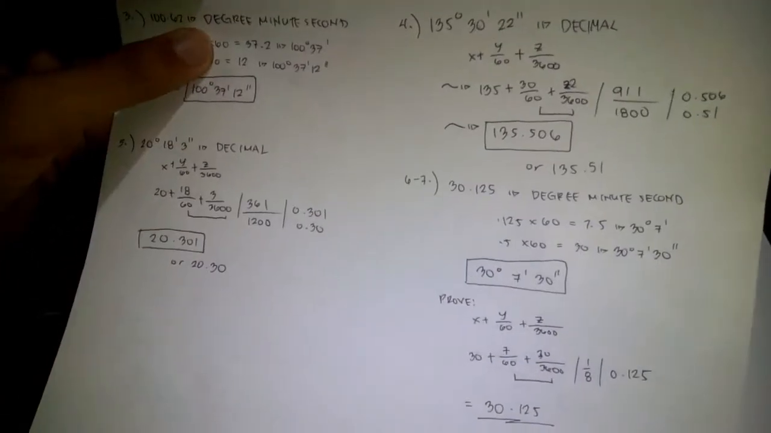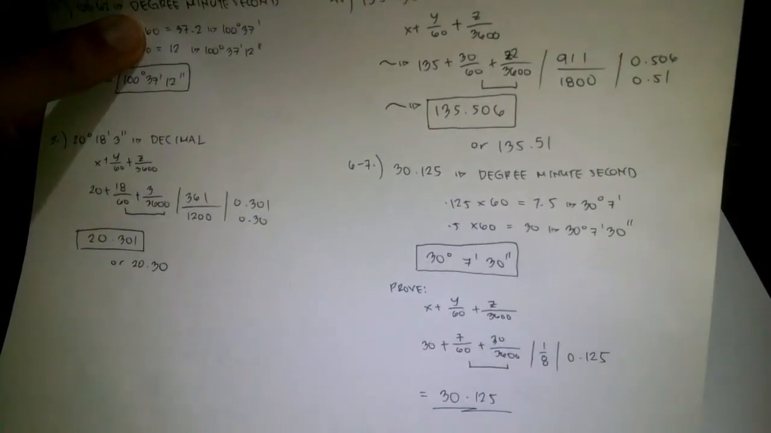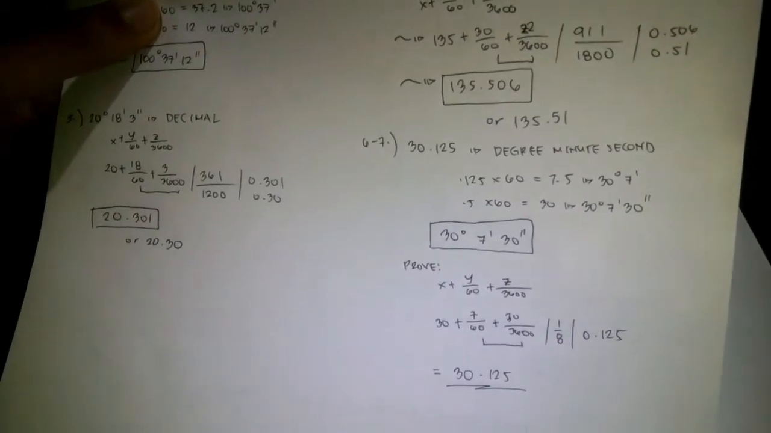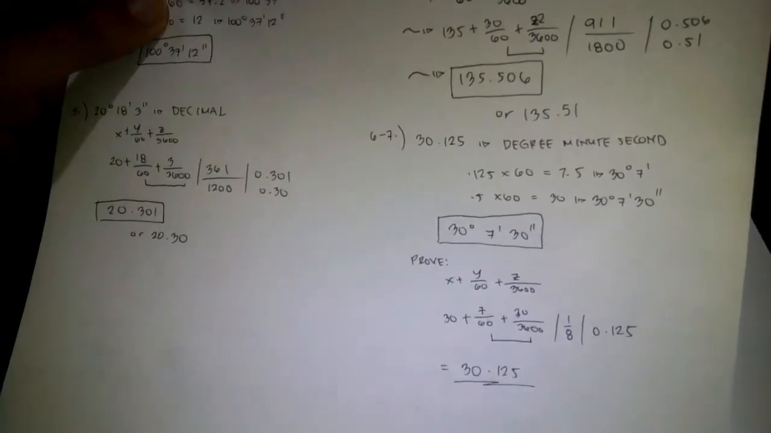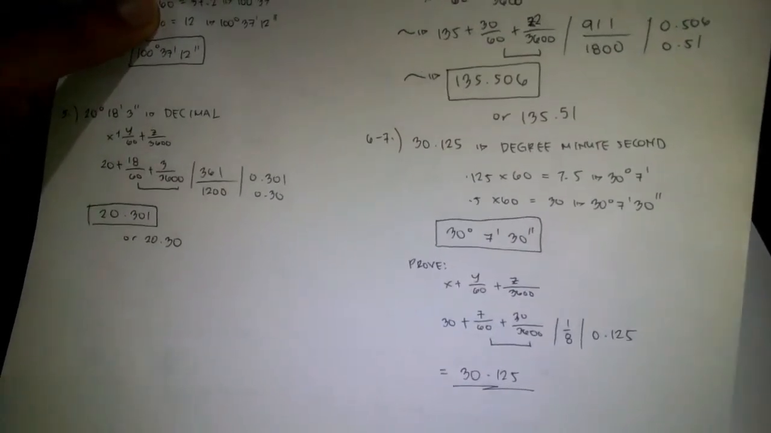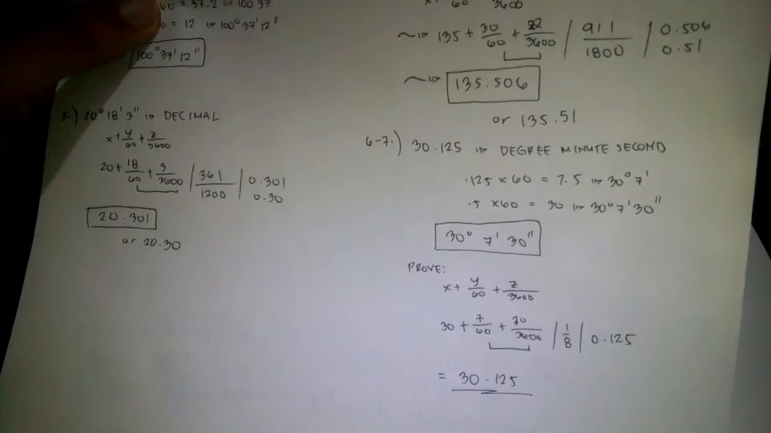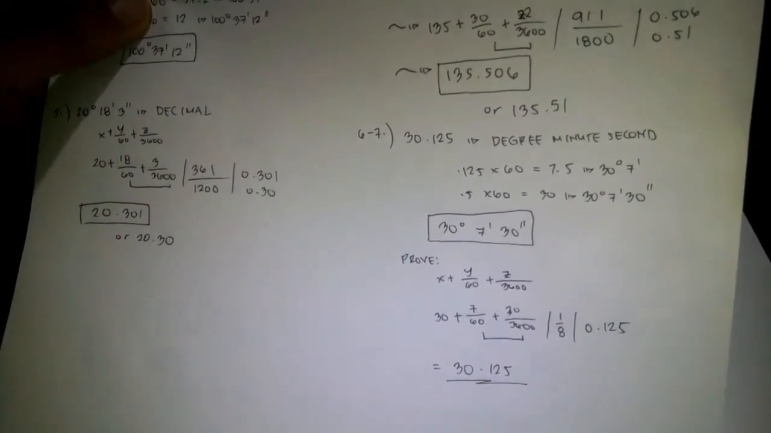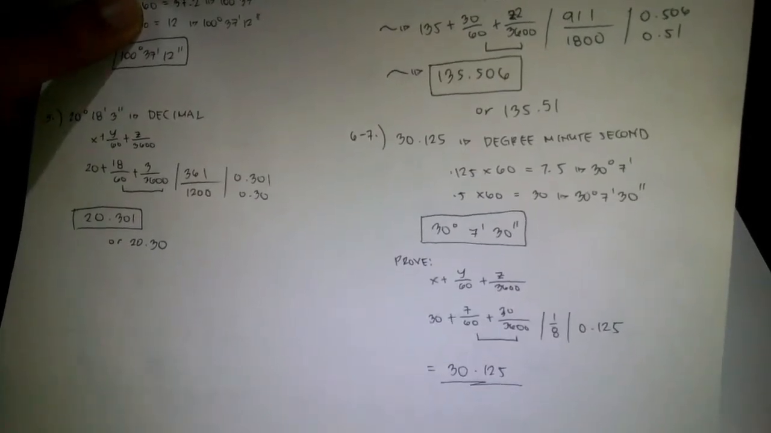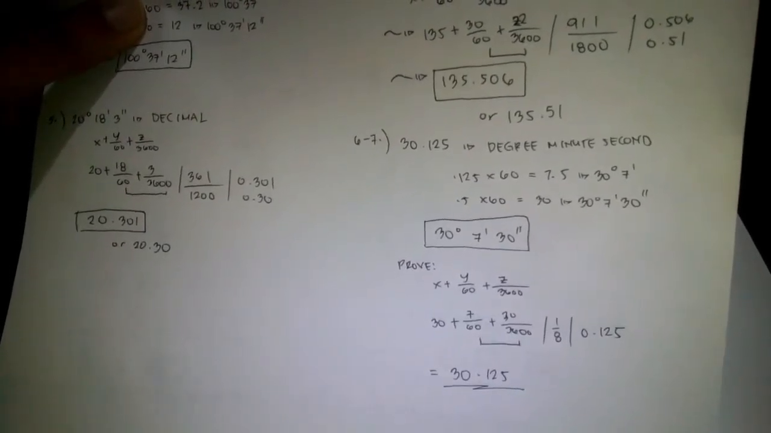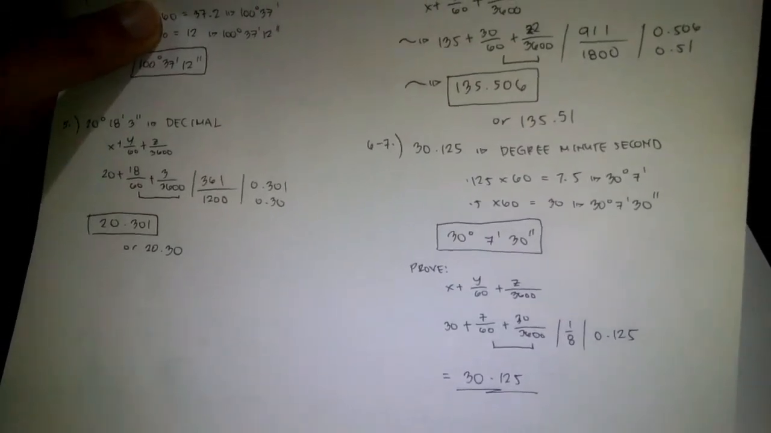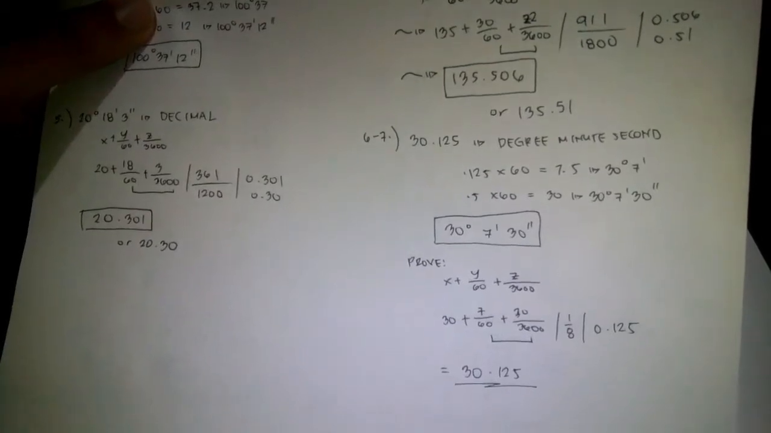In number 6 to 7, our given is 30 and 125 thousandths converted to degree, minute, second. So use the decimal. 0.125 thousandths times 60 will result to 7.5. We only need the whole number. It will result to 30 degrees and 7 minutes. Use the 0.5 to get seconds. 0.5 times 60 is equal to 30. It will result to the final answer, which is 30 degrees, 7 minutes, and 30 seconds.